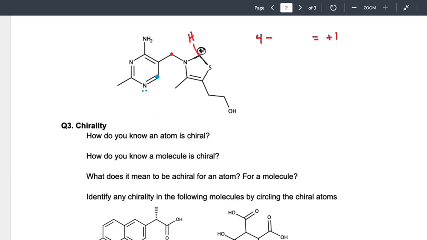Okay, bonds. If we're looking at it that way, it clearly has 2 bonds. 4 minus 2 would be a plus 2. It needs to be a plus 1. So what if it was a lone pair? Well, then that would be 2 electrons, right? That would be 4 minus 2 minus 2, which is 0. So it can't have a lone pair. How do I get it to be plus 1? I have to subtract 1 more bond. That's the presence of that hydrogen.